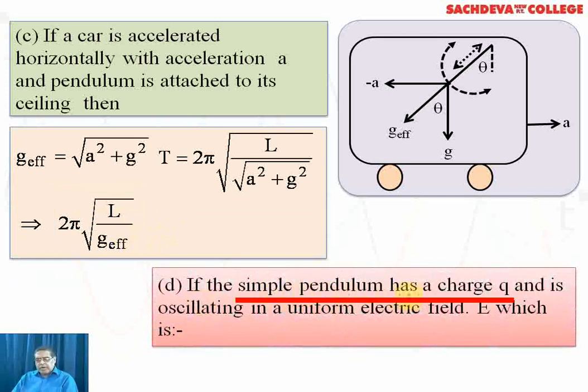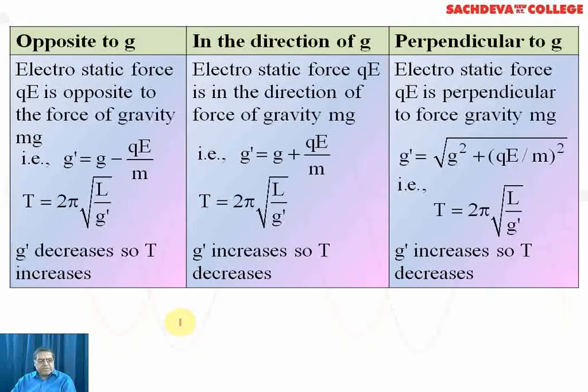If the simple pendulum has a charge Q, the moment we say it has charge, it means an electric field comes into action. Electric field is force per unit charge. If we say E is equal to force per unit charge, then EQ will be equal to force. So the force in that case will be EQ, which can be opposite to g, in the direction of g, or perpendicular to g.